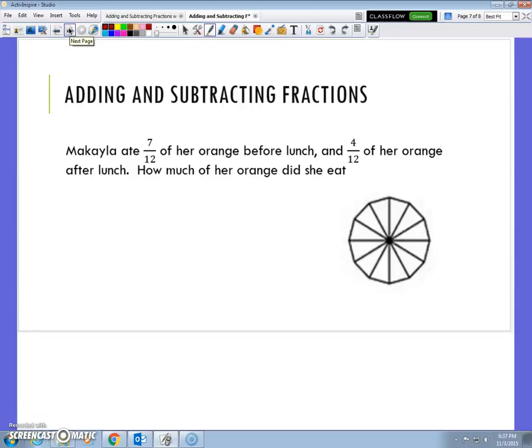It says Michaela ate 7/12 of her orange before lunch and 4/12 of her orange after lunch. How much did she eat total? I think that is what it said. I think I accidentally cut off the last word. How much did she eat total? So let's just see here.